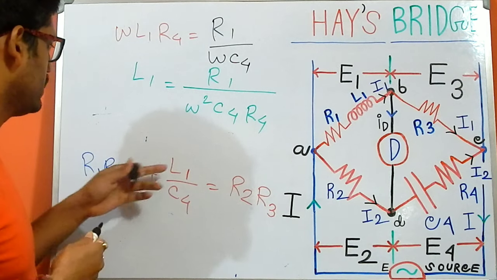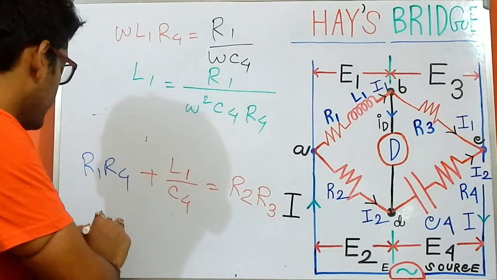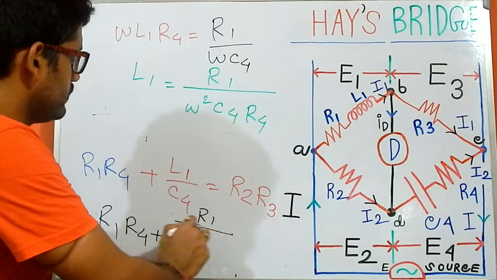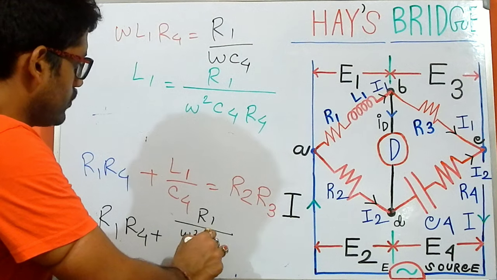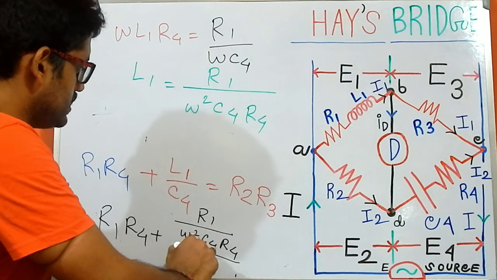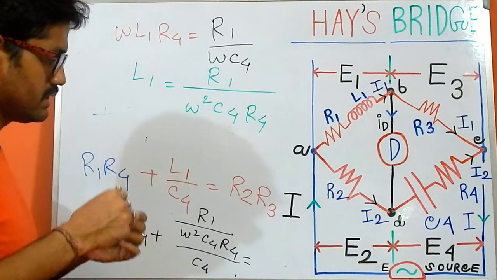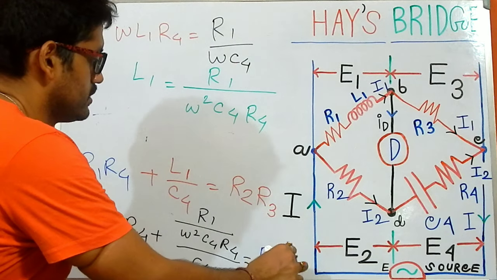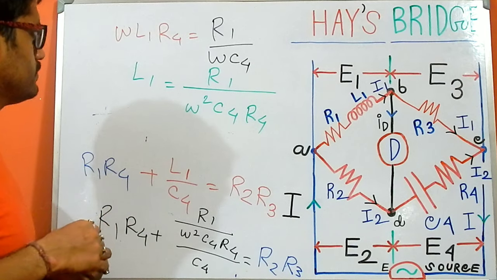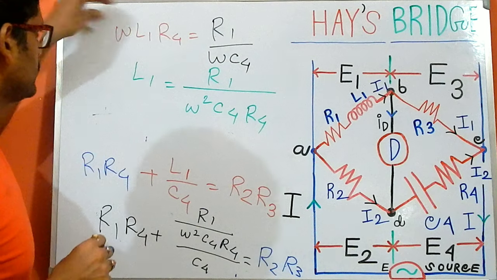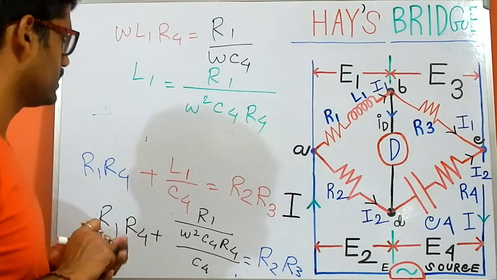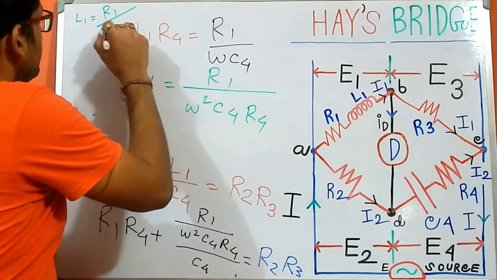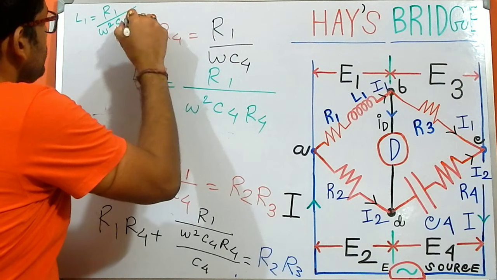So just put the value of L1 from this equation over here. So I have got R1 R4 plus R1 divided by omega square C4 R4 divided by C4, which is equal to R2 R3. Okay, right now I should write this expression in a smaller way, that will give me more space over here. So L1 means I have got R1 divided by omega square C4 R4.